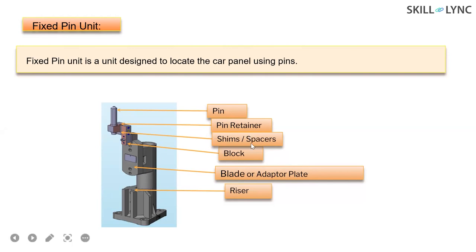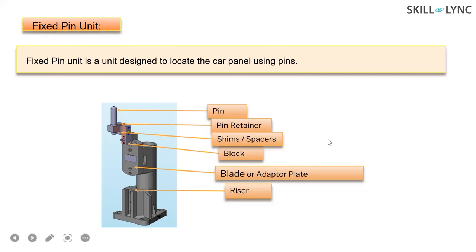Shims usually come as a pack with different thicknesses. We'll be having 5 components with thicknesses of 2 mm, 1 mm, as well as 0.5 mm. We'll be having 0.5 mm as 2 numbers, 1 mm as 2 numbers, and 2 mm as 1 number.